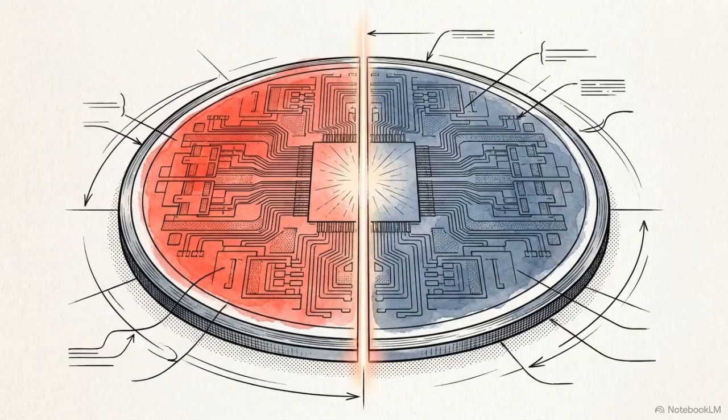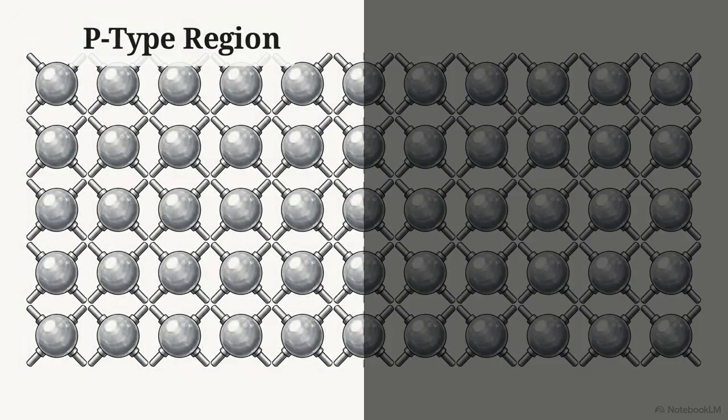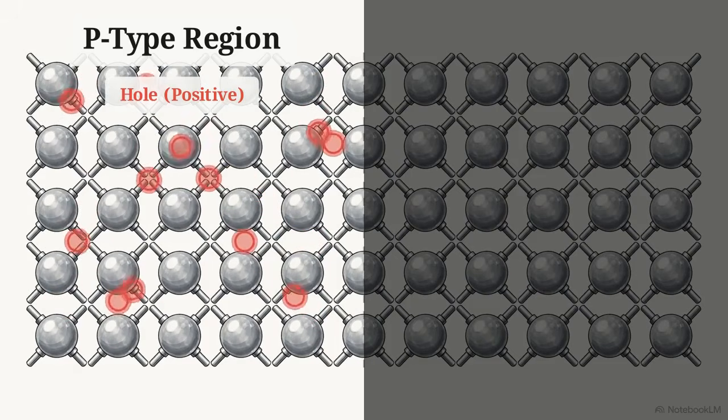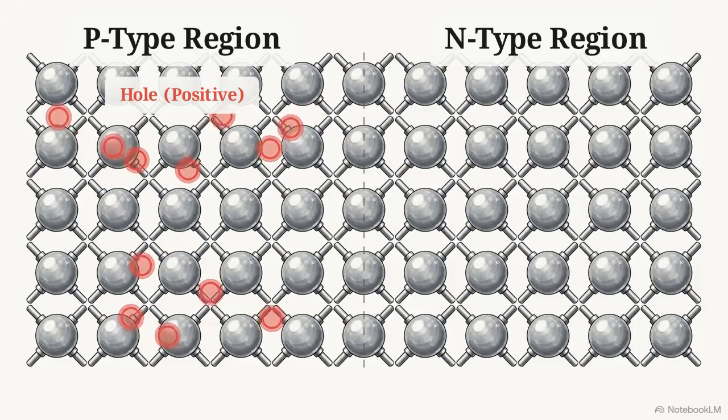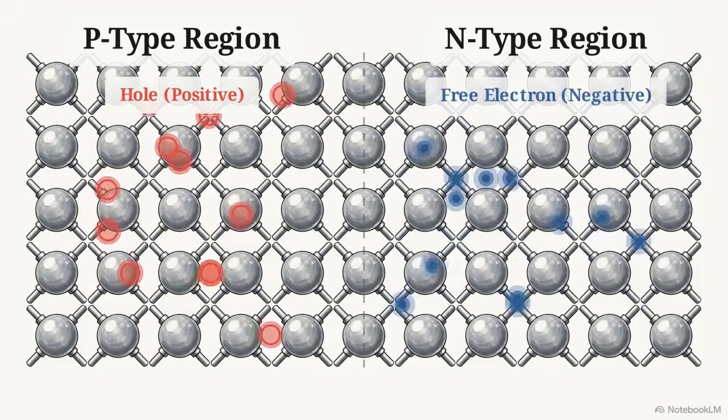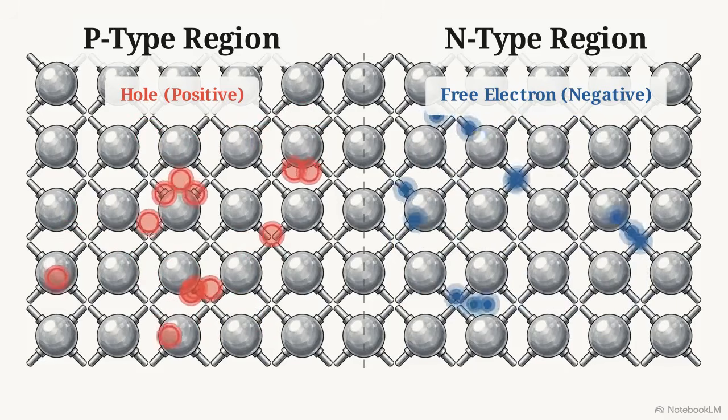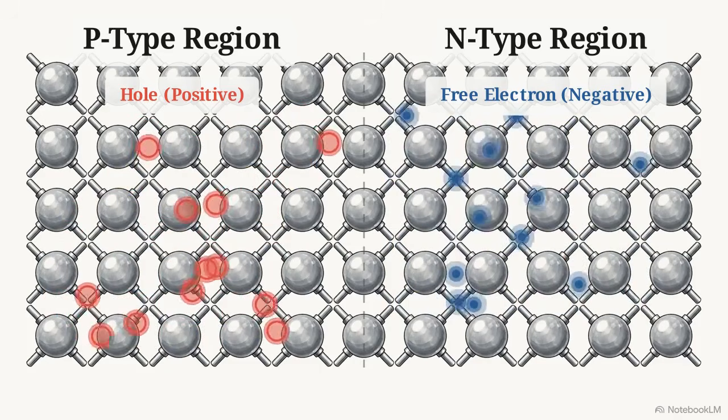A standard diode is created by fusing two differently doped regions of silicon together. On the left is the p-type region. Its majority charge carriers are positively charged holes, which are essentially empty spaces roaming through the atomic lattice. On the right is the n-type region. Here, the majority carriers are free, negatively charged electrons.